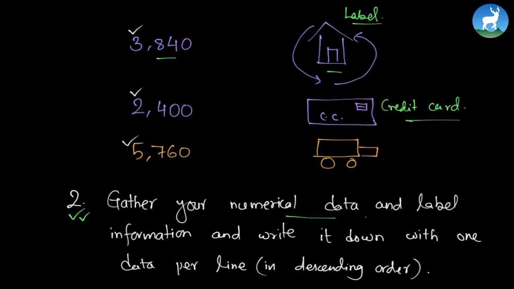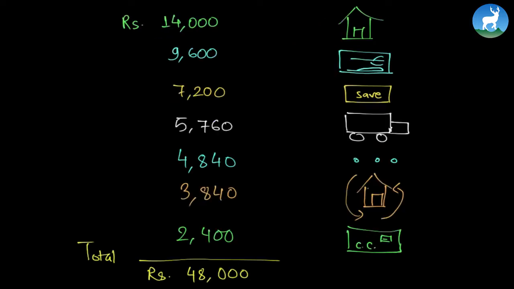You're going to gather your numerical data first. After that, you're going to label them. And finally, you're going to write one data per line. And it is good if you write in descending order. So we prefer descending order. Let me show you how that is done. This is what we will do in step number 2.